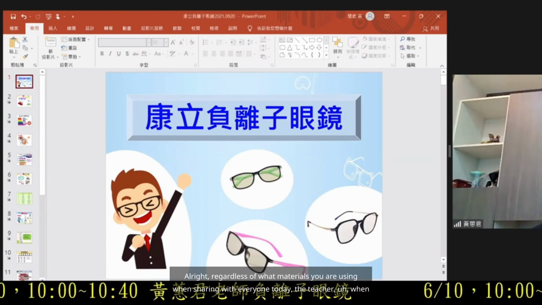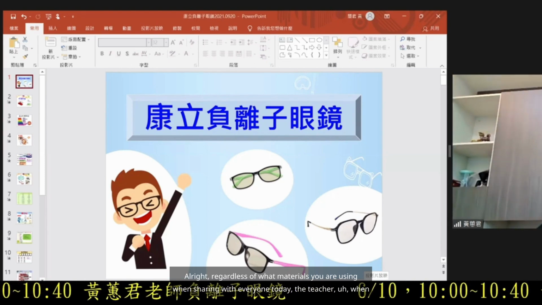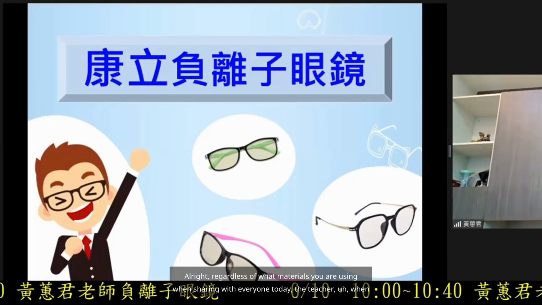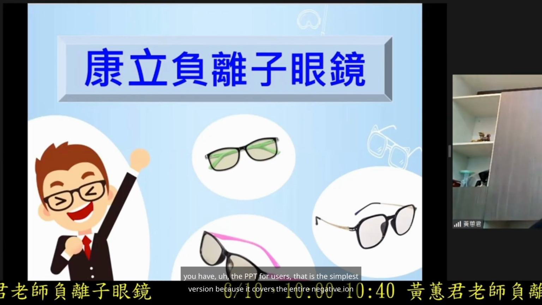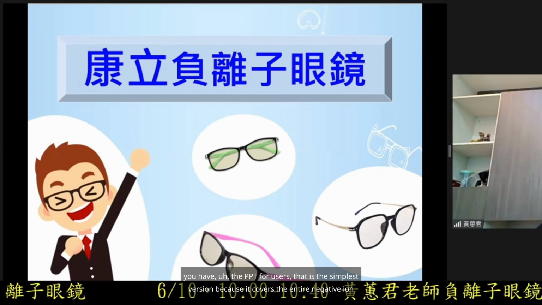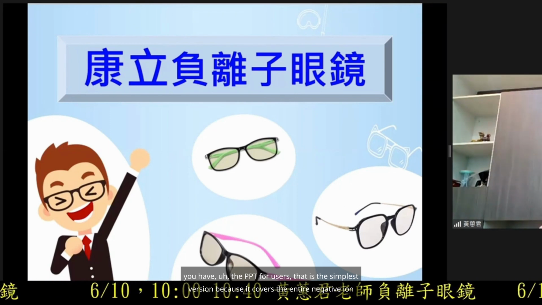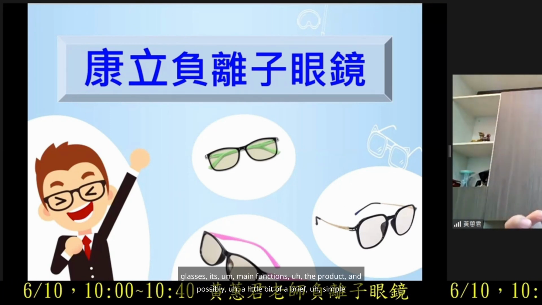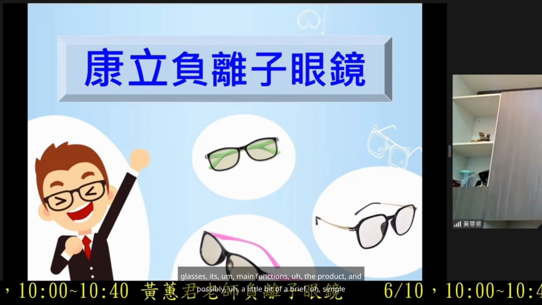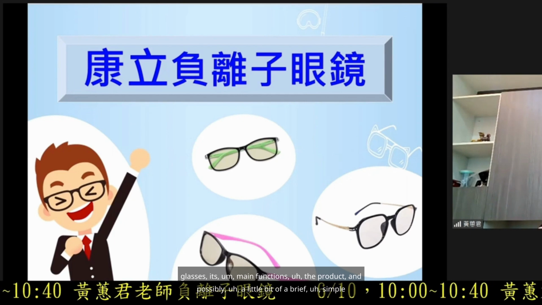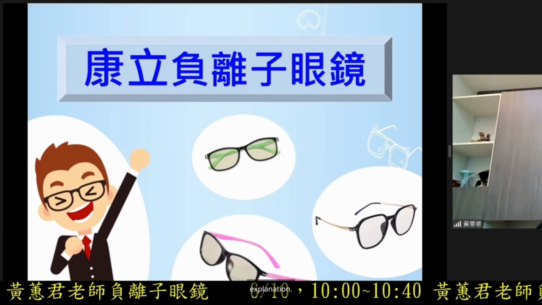Regardless of what materials you are using when sharing with everyone today, the PPT for users is the simplest version because it covers the entire negative ion glasses, its main functions, the product, and possibly a brief, simple explanation.